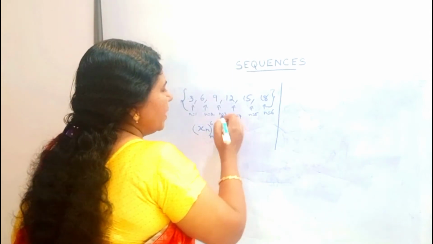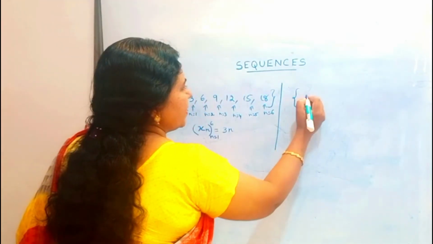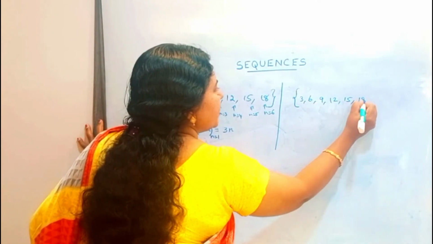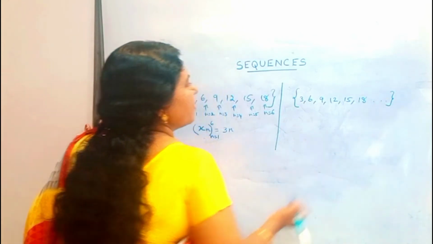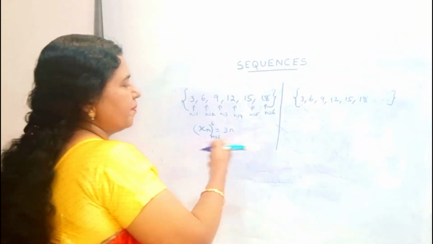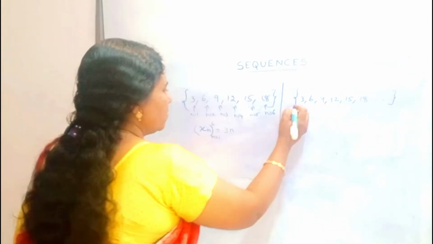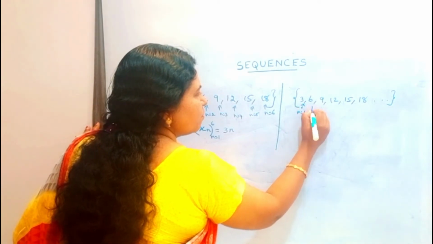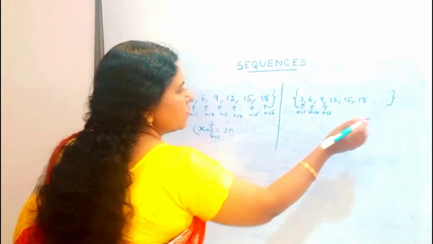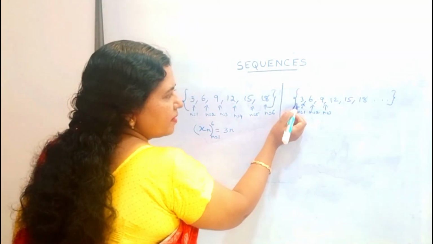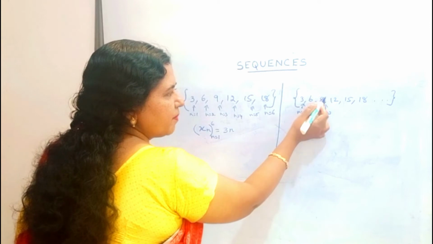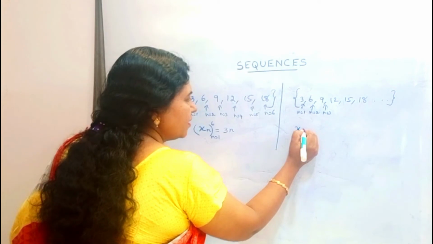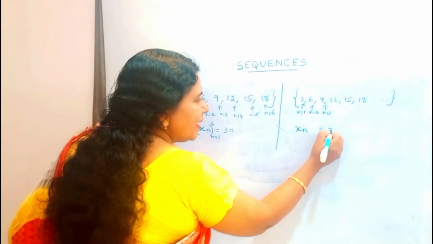Okay, so now if the given sequence is 3, 6, 9, 12, 15, 18, etc., we can see how to bring out the general expression. So here we are having the same thing, n is equal to 1, n is equal to 2, n is equal to 3, and it goes on. So 1 is multiplied with 3, here 2 multiplied with 3, 3 multiplied with 3. So the same concept. In order to bring out the general expression, we have to write xn is equal to 3 into n.